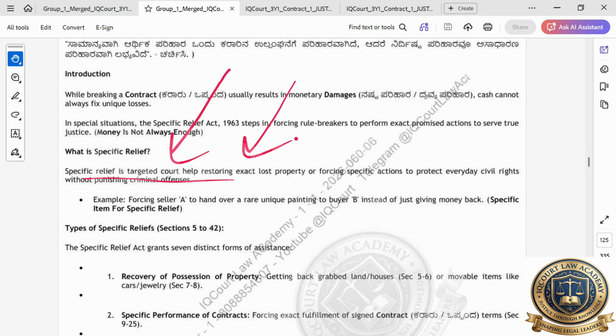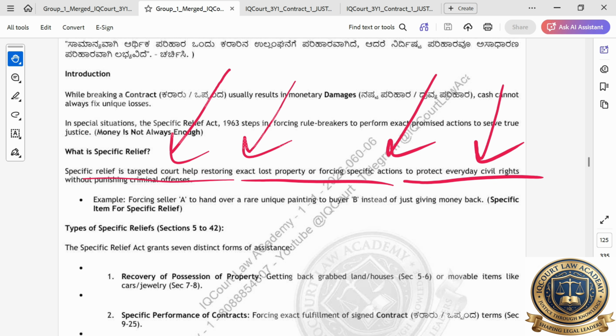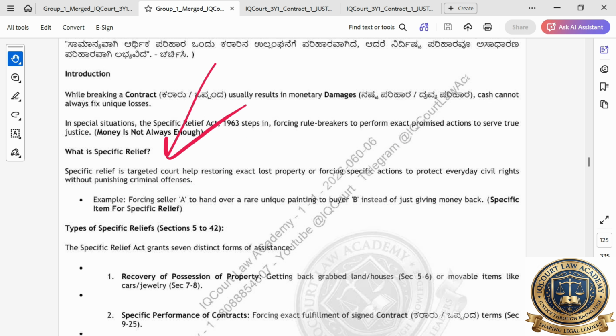Targeted courts help in restoring the exact lost property, forcing specific action to protect everyday civil rights without punishing criminal offences.